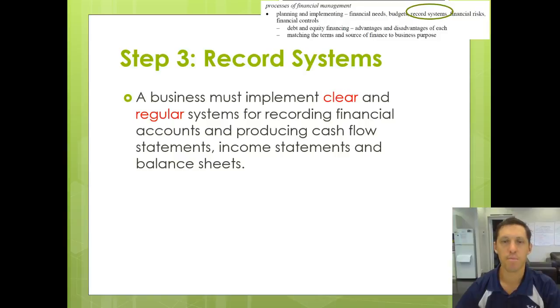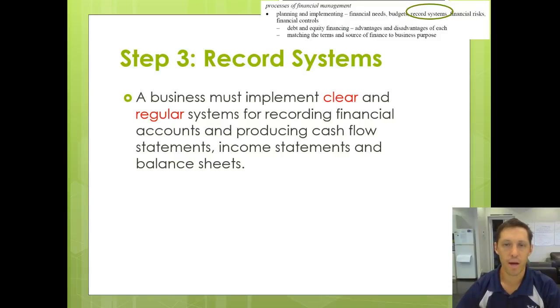So cash flow statement measuring cash in, cash out on a weekly, monthly, quarterly, yearly basis. Income statement ultimately measuring the net profit of the business, but sales less cost of goods sold giving you gross profit, and then the gross profit less other expenses leading to the net profit of the business, and then a balance sheet, which is recording the assets and liabilities of the business and the owner's equity.